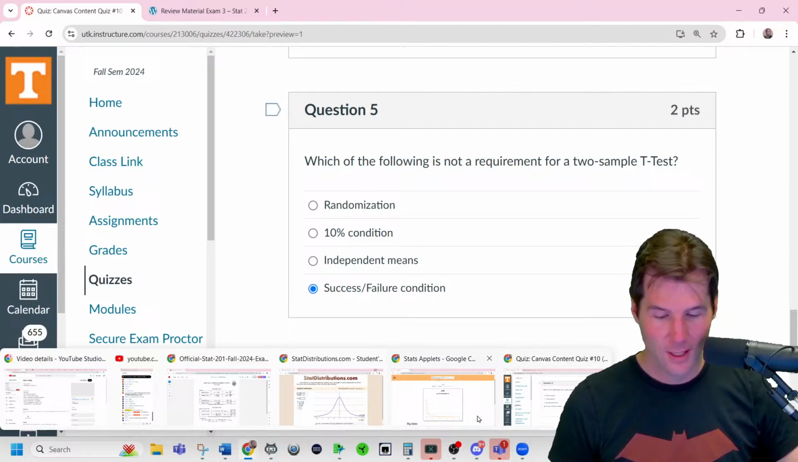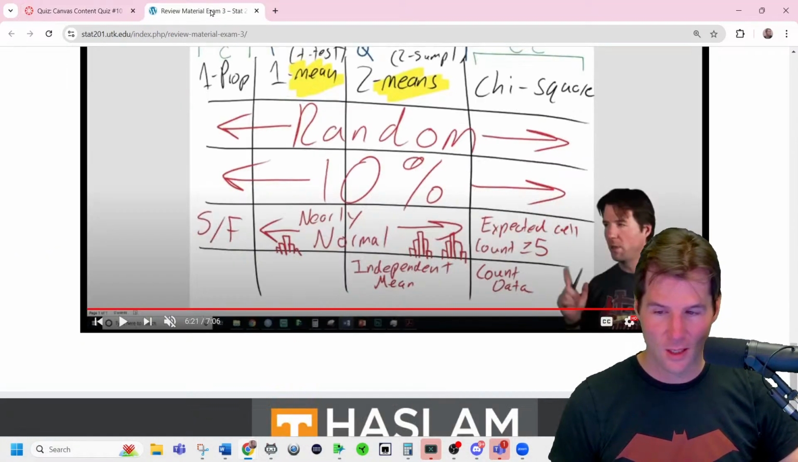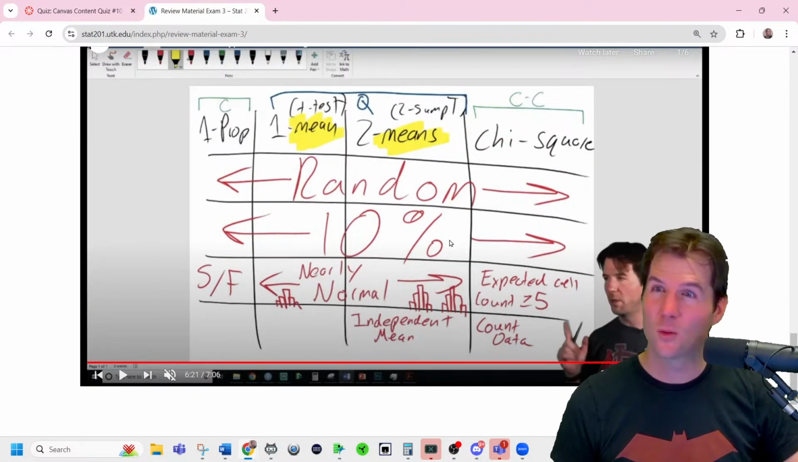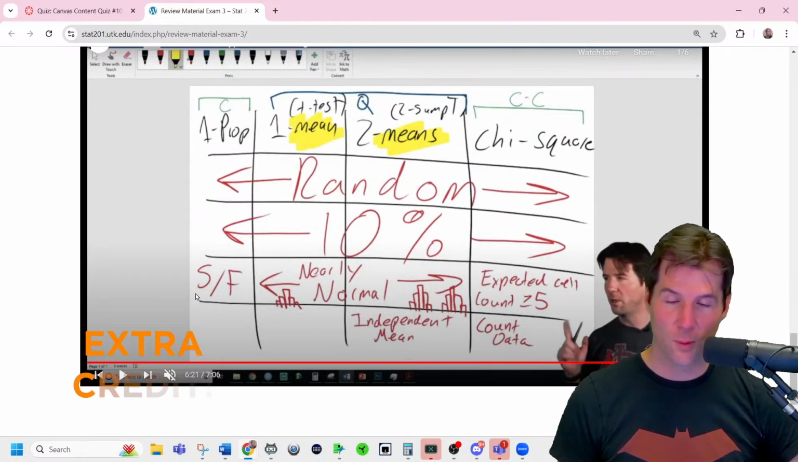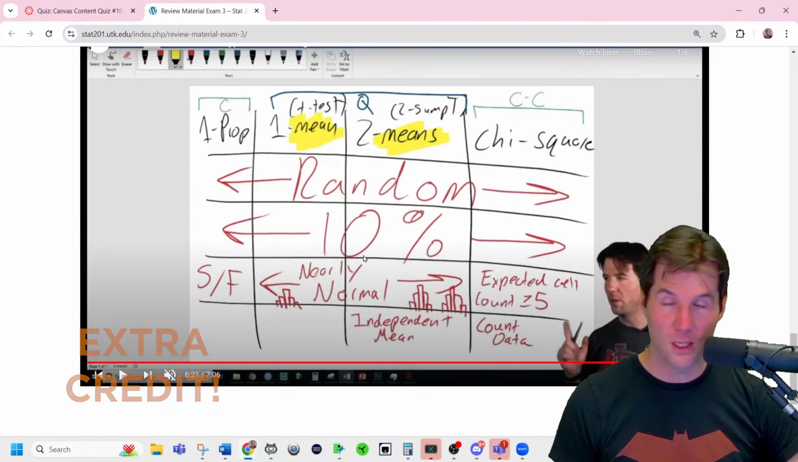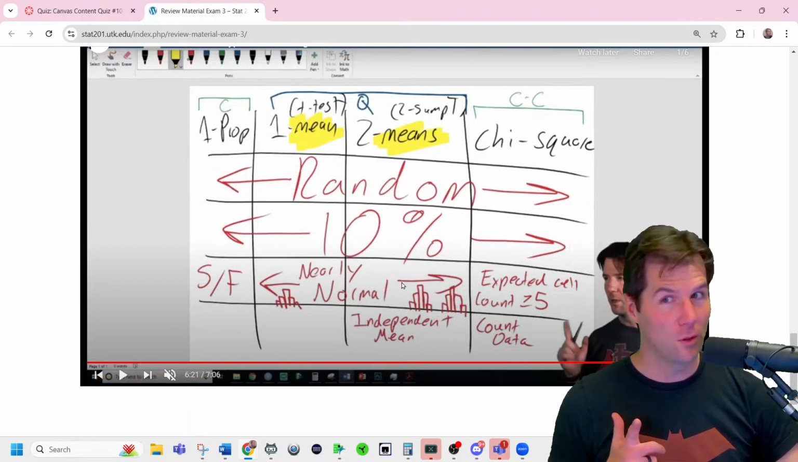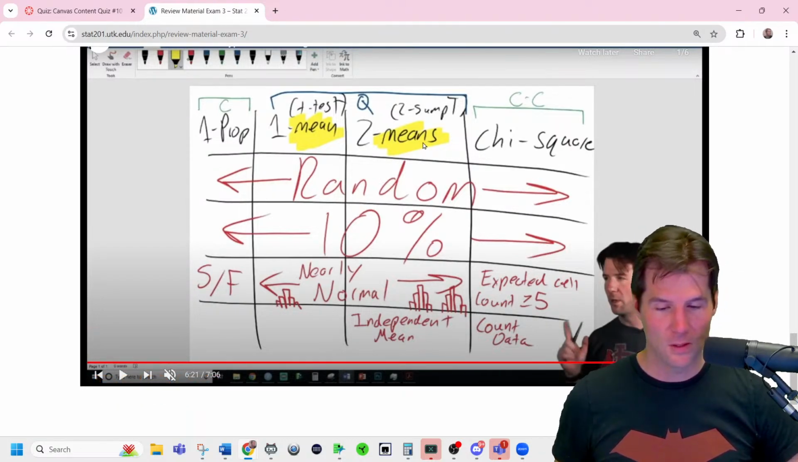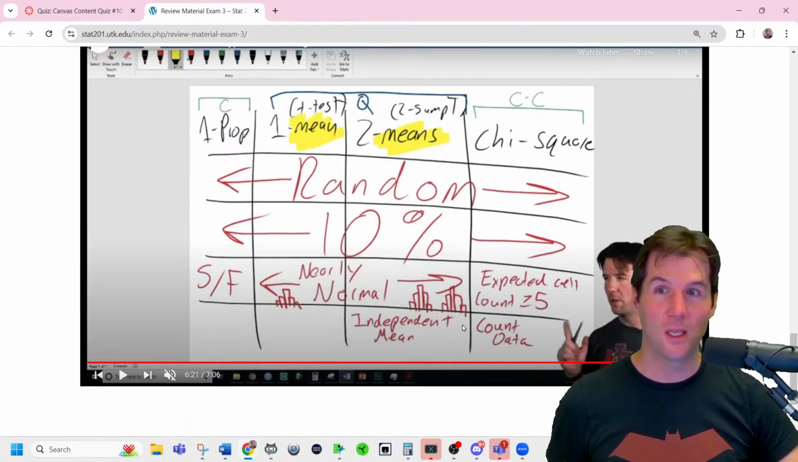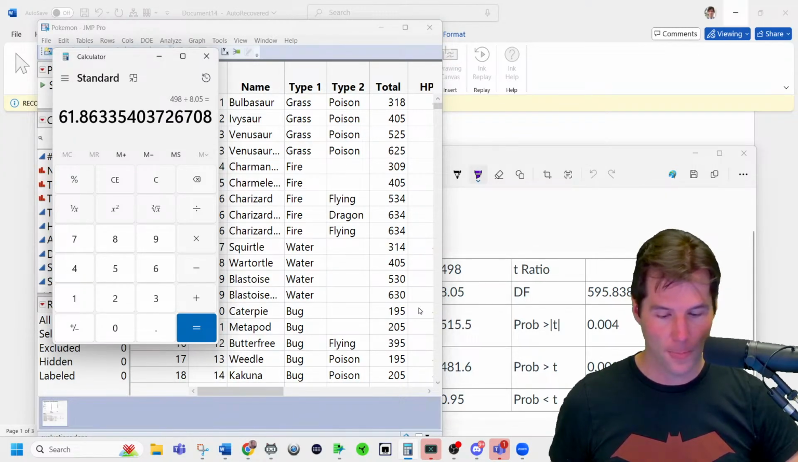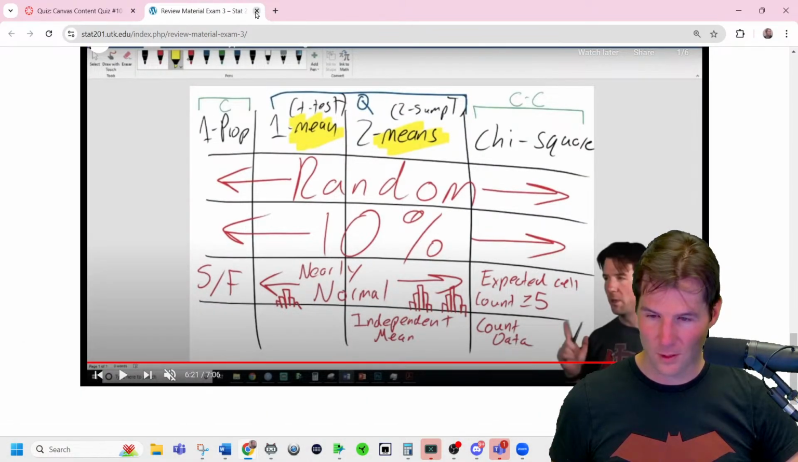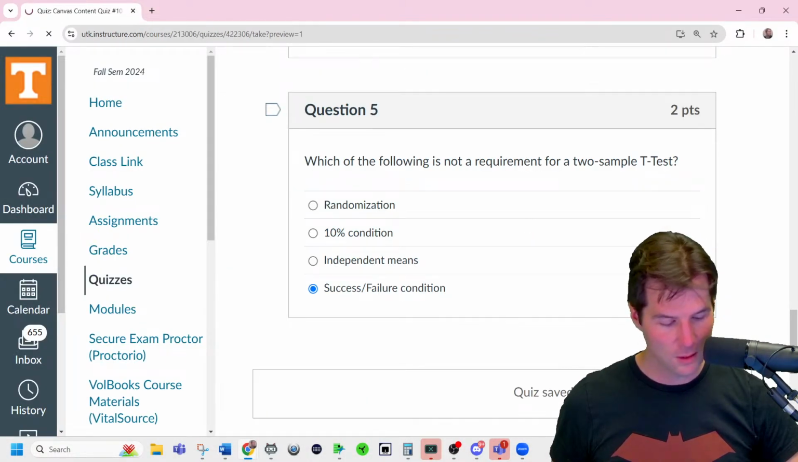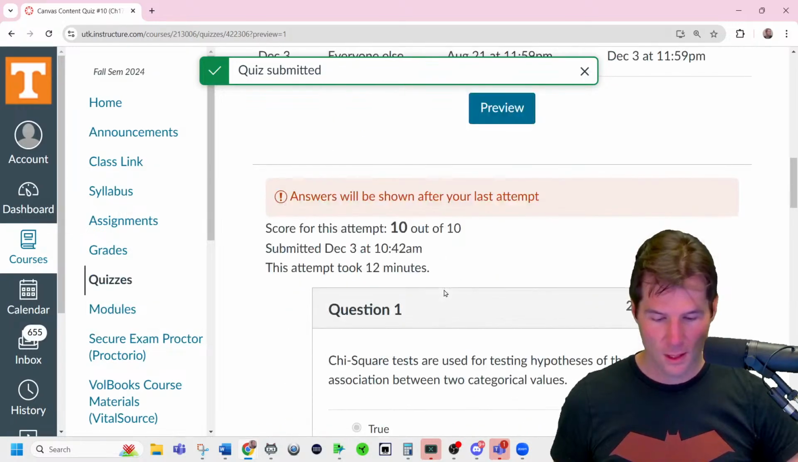Great job, Noel. These are definitely a memorization thing because you need to memorize the conditions. Great job, Braden. Success failure is for proportions. Nearly normal is for means. And independent means is going to be the 2-sample t where each mean is independent of the previous means. It means they do not influence each other. And so we should get 100. We'll do another example of this. I went away from the Canvas content. There we go. Submit. 10 out of 10.